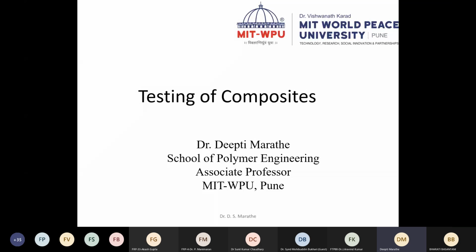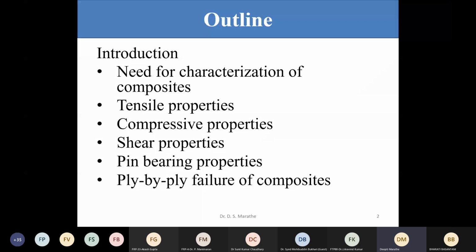Basically, I will first try to highlight what is the need for characterization of composites. For characterization of composites, what are the properties which are essential? And then, how do you do the tensile test properties, compressive, shear properties, pin bearing properties, and then understand a case where I'm testing a laminate, the failure of the laminate, how the laminate fails ply by ply, and how you are going to characterize that. That is how I'm going to go about in this session.